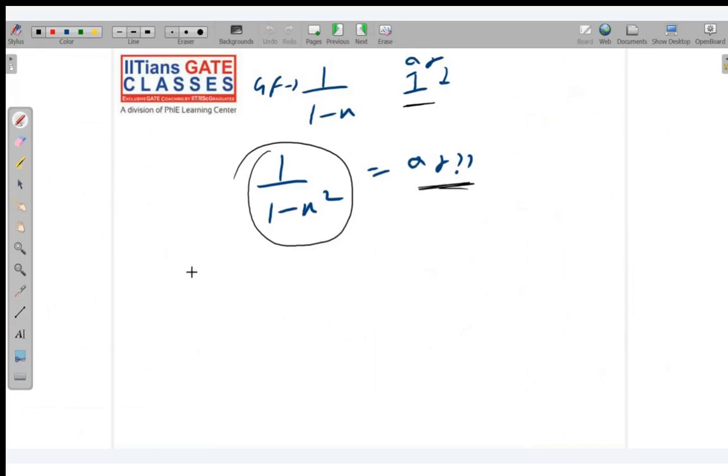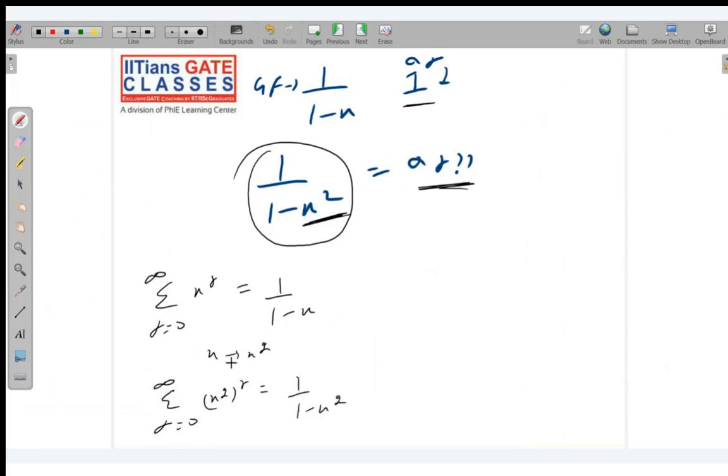We already know only one thing: the sum for r equal to 0 to infinity of x power r is 1 upon 1 minus x. We want 1 minus x square, so what we have to do is replace x by x square. What will we get? The sum for r equal to 0 to infinity of x square power r is 1 upon 1 minus x square. By the way, why am I able to replace x by x square? Because both these are equal.